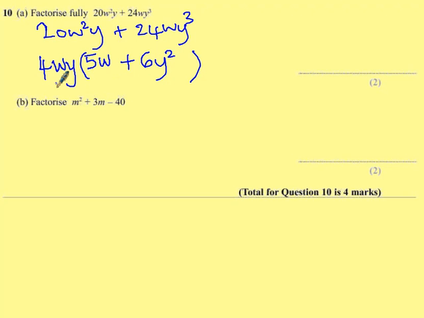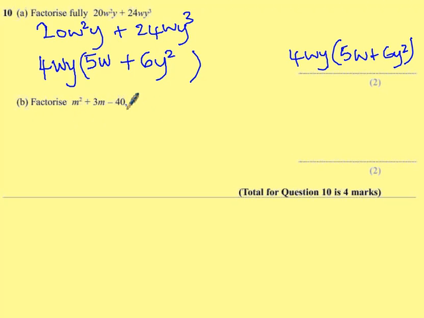Let's just check that. 4 5s are 20, W squared, Y, Y. 4 times 6 is 24, W times nothing there, W, Y times Y squared is Y cubed. So our answer, to go on our answer line, is 4wy(5w plus 6y squared). Factorise m squared plus 3m minus 40.